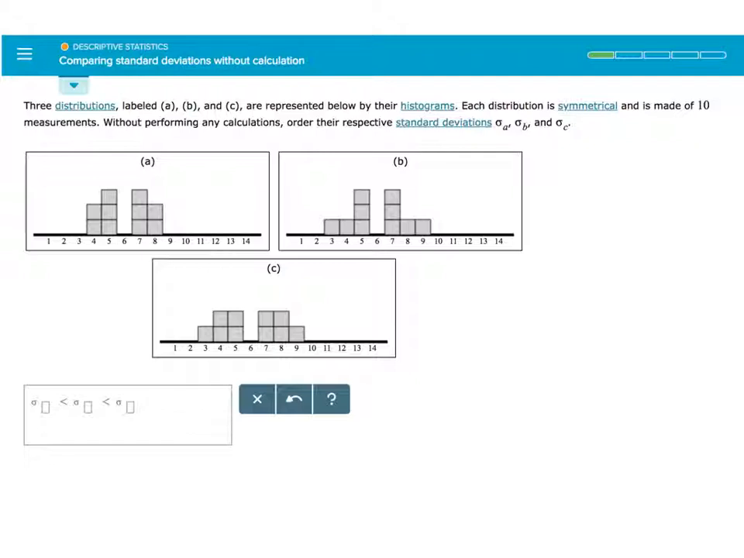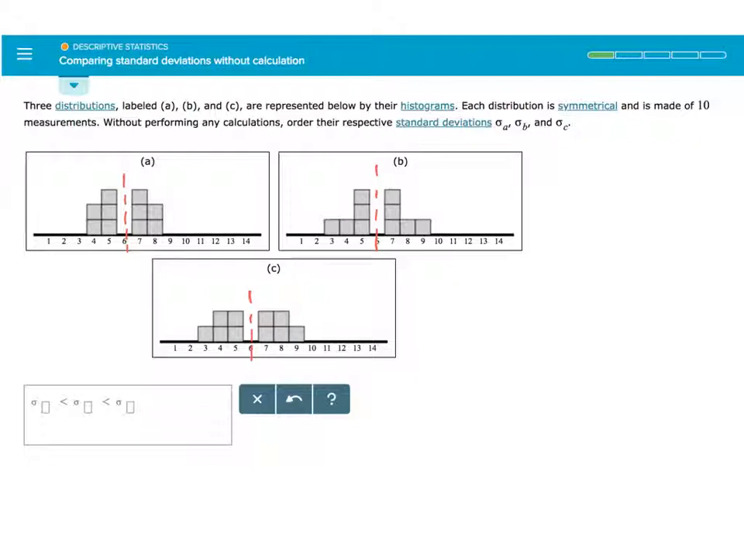It is important to note that these distributions are symmetric and at the center of the data is the mean. So our mean in all three cases is at 6. Remember that the closer data elements are to the mean, the smaller the standard deviation is.